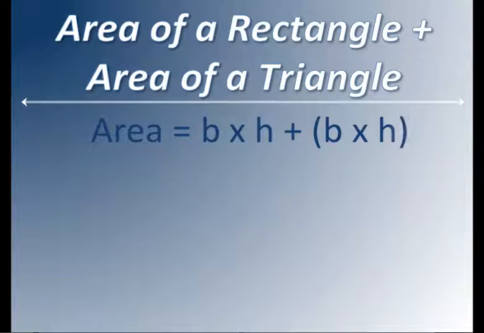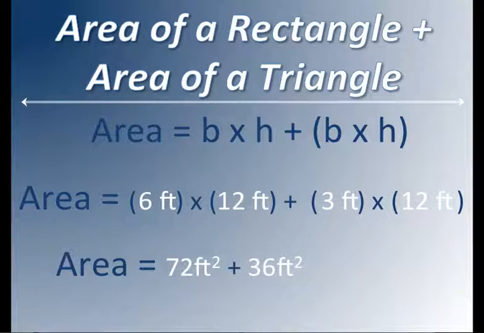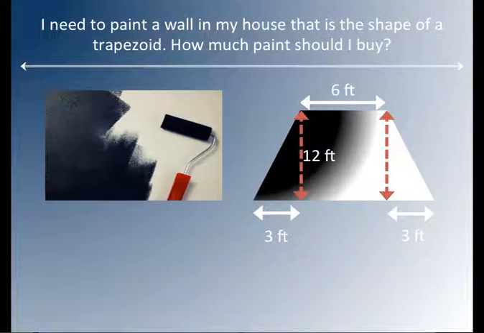So if we take that formula and plug in the base and height of the rectangle, the middle part of that trapezoid, and the base and height of each of those triangles, we can find our total area, which in this case is 108 square feet.